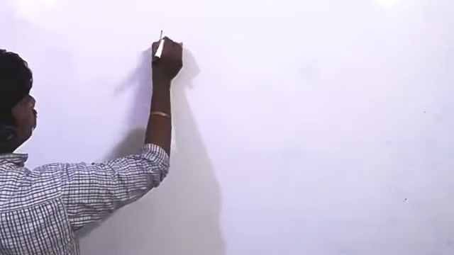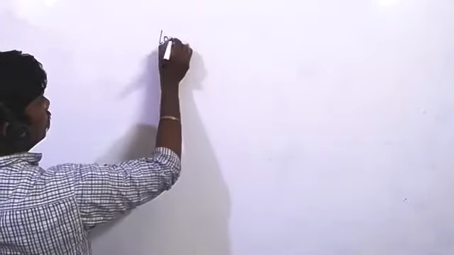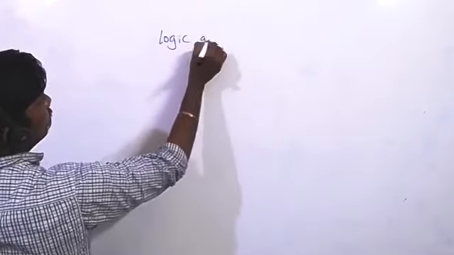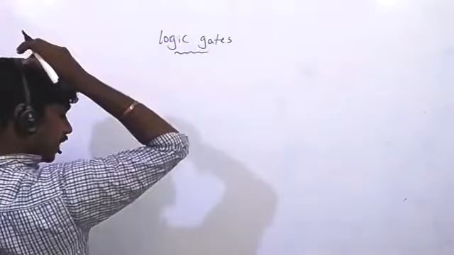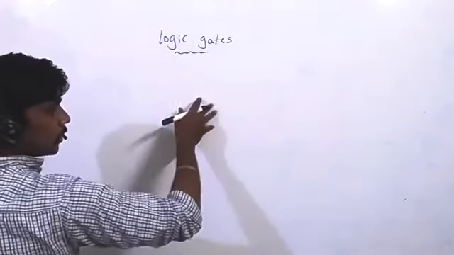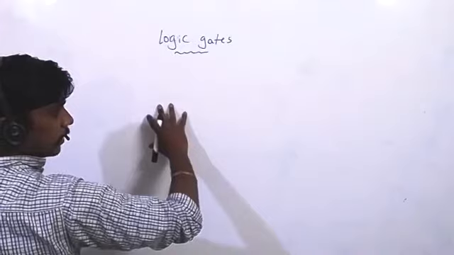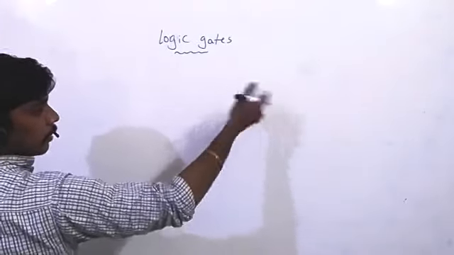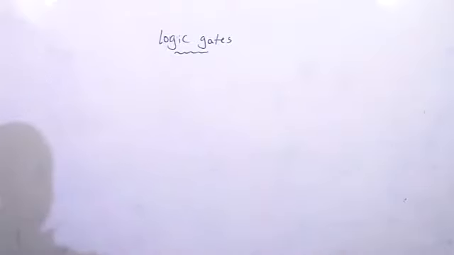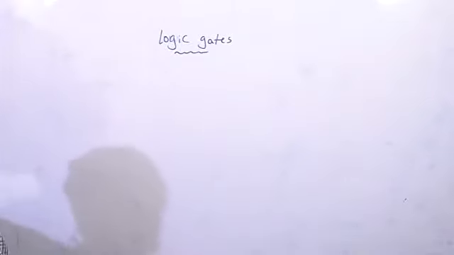Today's topic is logic gates. We know what a gate is. A gate is nothing but, when you close the gate, nothing can come in or go out. If you open the gate, anything can go out. So a gate is nothing but something to stop or allow the flow. A gate will allow or stop the flow, and that flow can be anything. That is the general idea.